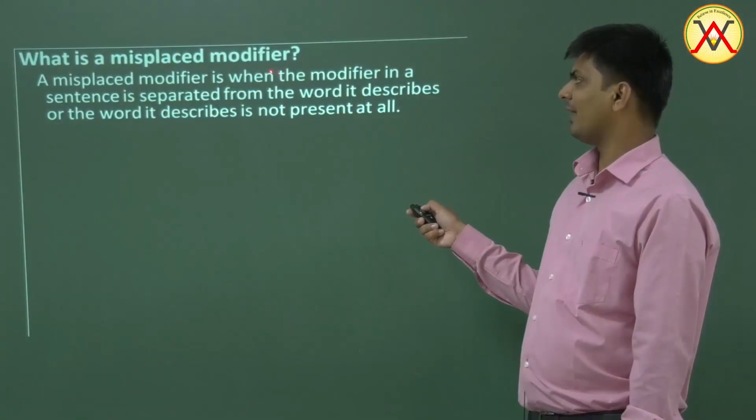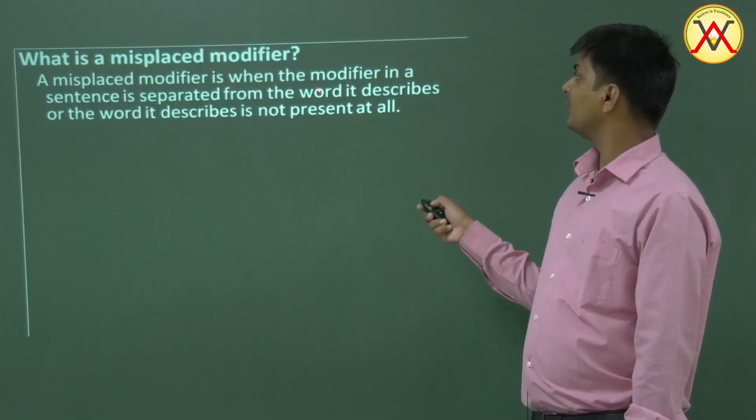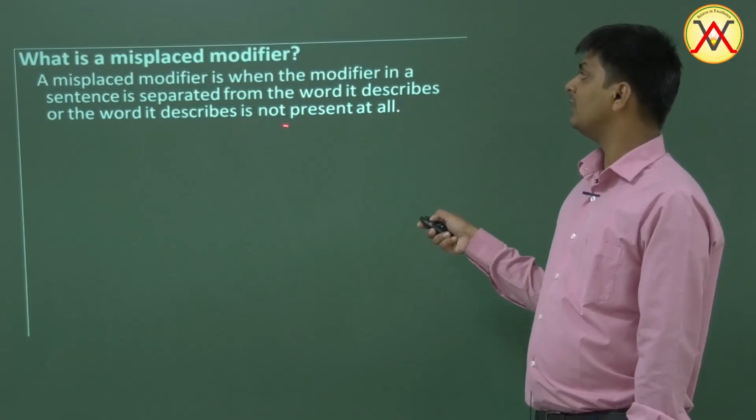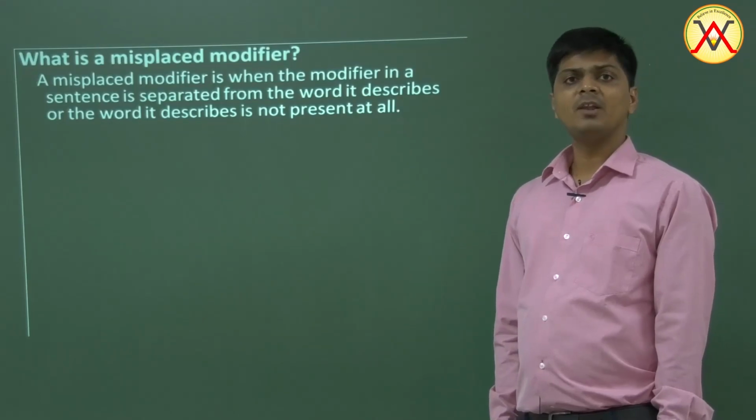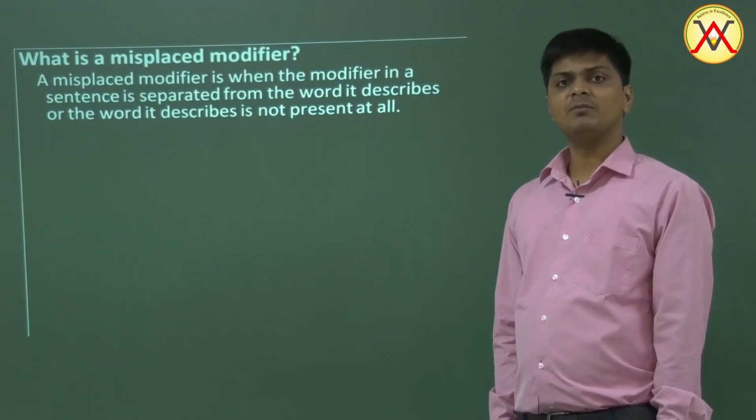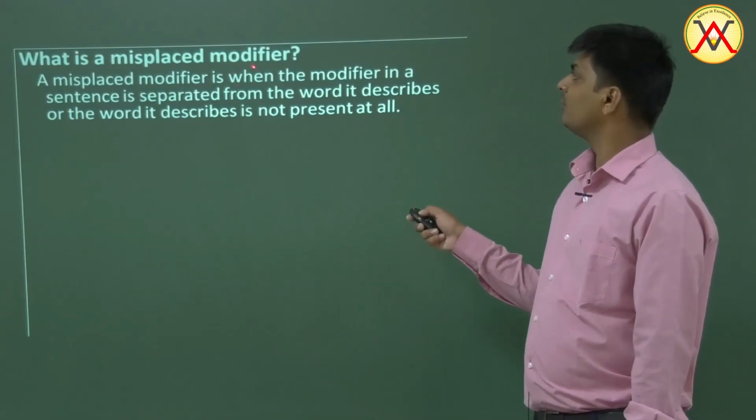What is a misplaced modifier? A misplaced modifier is when the modifier in a sentence is separated from the word it describes, or the word it describes is not present at all. When there is a lot of distance between the modifier and the modified, it is called a misplaced modifier.